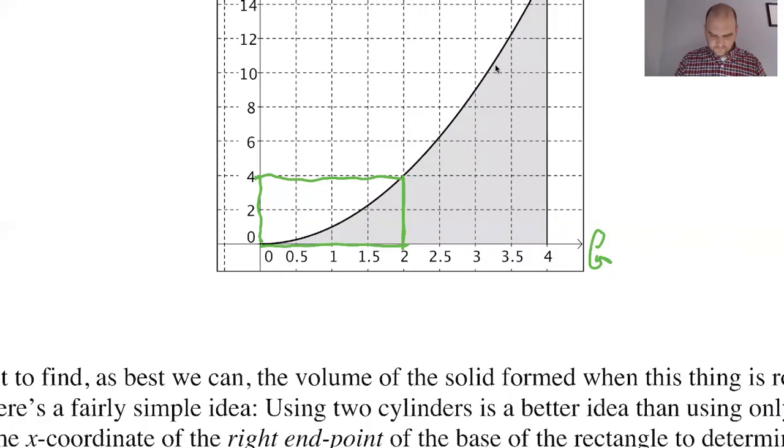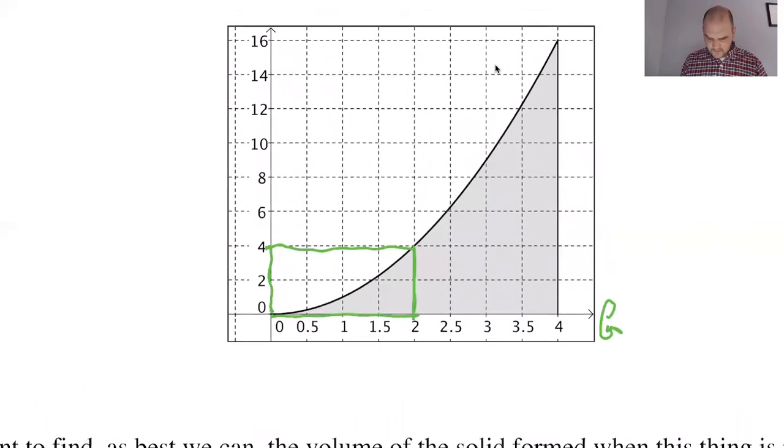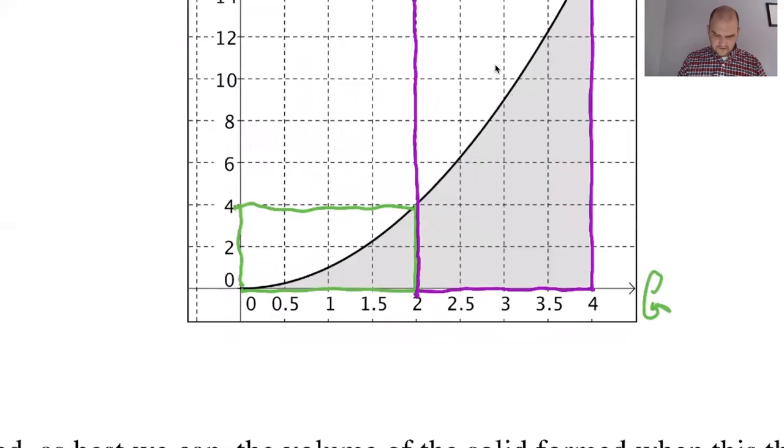And then we'll do it again. We'll start here, we'll go over. And once I get here, the right endpoint is 4. I'm going to go up. That's going to be the radius of the cylinder because we're going around the x-axis. So there you can see the radius is going to be 16, which is f of 4. And we'll generalize that a little better in a second. Like this, that is our second cylinder. So our first cylinder is this one, and our second cylinder is this one.